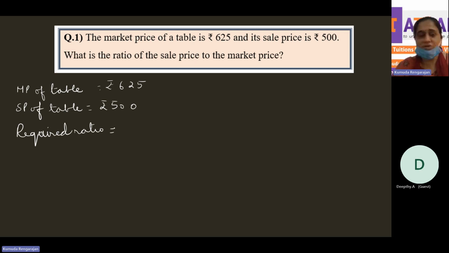What will be the required ratio, Deepthi? What's your answer? Okay, Santosh. Deepthi, what's your answer? The first step, not the final answer. How do you get started with the answer?